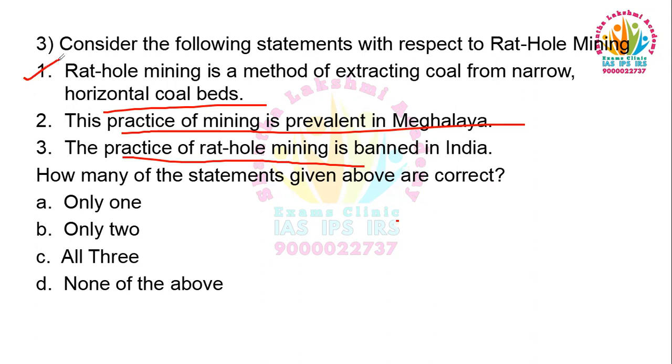Coming to statement 1. This is correct because rat hole mining is a method where coal is extracted by digging into narrow and horizontal coal beds. Statement 1 is correct. Coming to the second statement, the practice of mining is prevalent in Meghalaya. Yes, in most of the northeastern states this mining practice is prevalent. So statement 2 is also correct. The practice of rat hole mining is banned in India. Yes, the National Green Tribunal has banned this particular mining. So statement 3 is also correct. So how many of the statements given above are correct? All 3 are correct. Option C is the right answer.